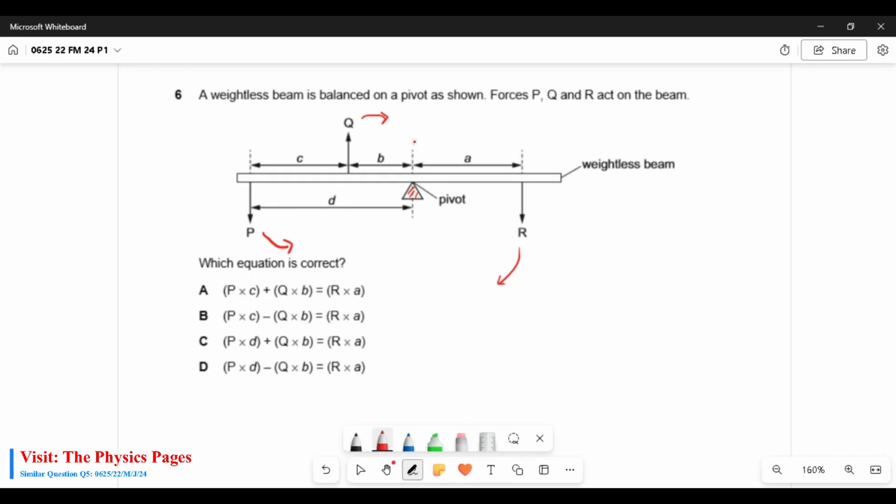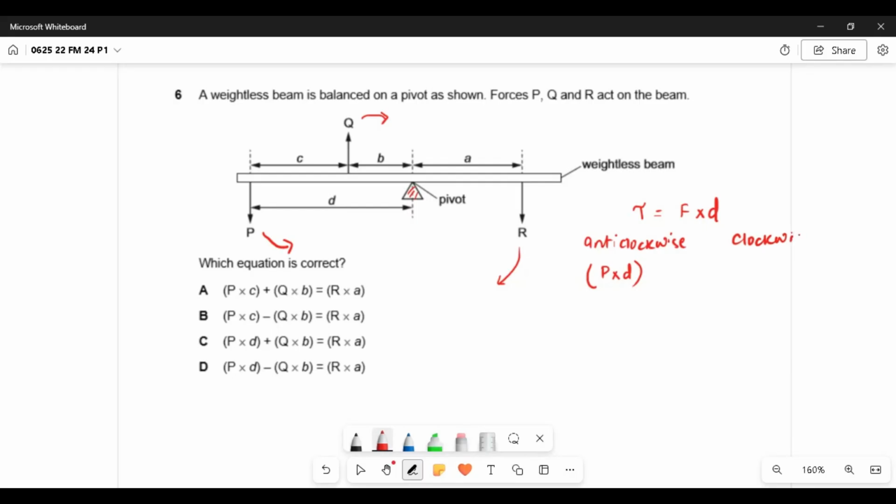So if we see the moment of forces or the torque, I should start with the first. The torque is always equal to force times the distance from pivot. So P is a force and distance from the pivot is D. So from the left side I'm starting P times D. This is counterclockwise. And when I talk about clockwise, it should be balanced by counterclockwise.